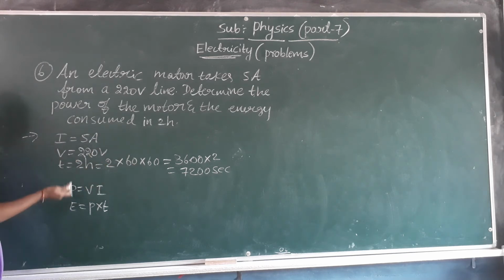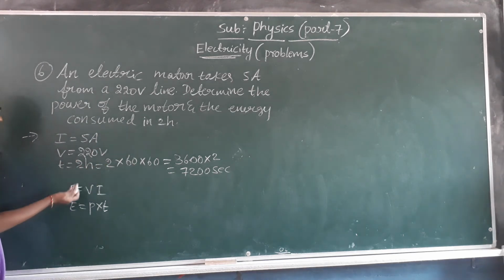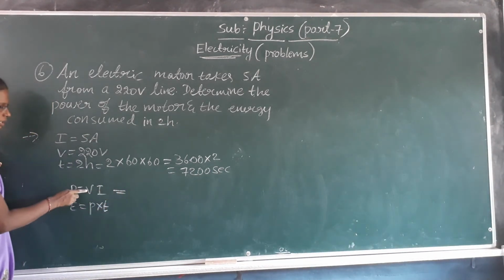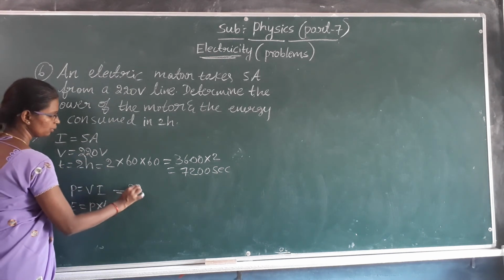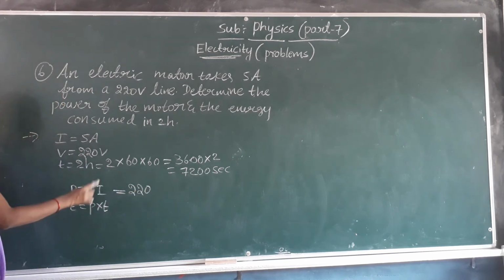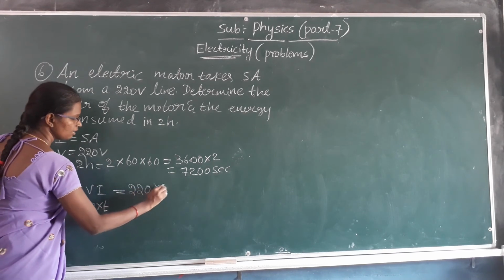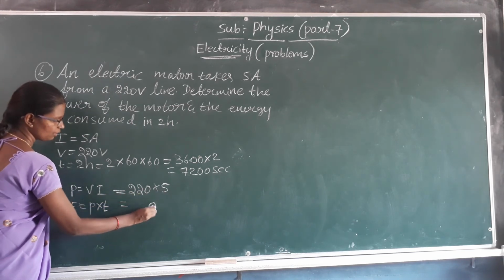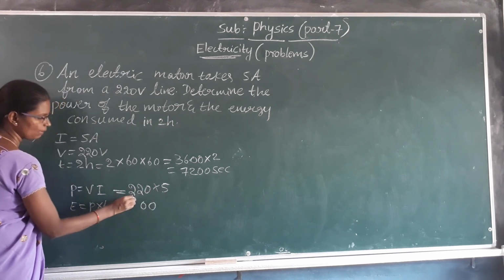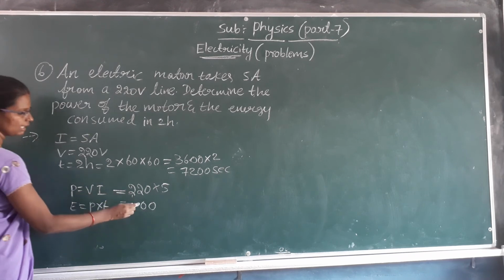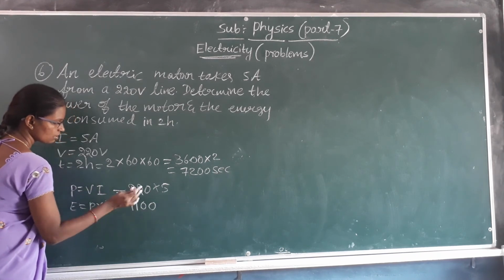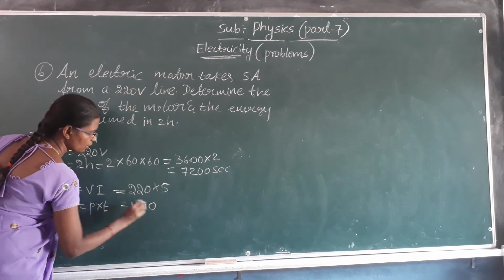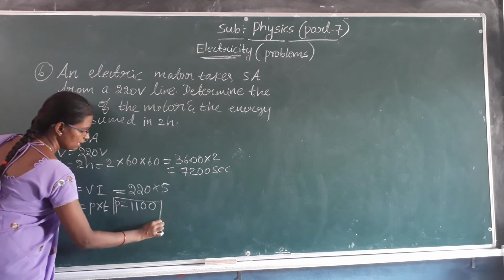Now we have to calculate the power. The power formula is P equal to V into I. Substitute values. What is the value of V? V is given, that is 220 volt, into I. What is the value of I? 5. So multiply this. What are you getting? 5 into 0, 0. 5 2 is 10, 0, 1 carry. 5 2 is 10, 10 plus 1, 11. So 1100 watt. So this is the power value.